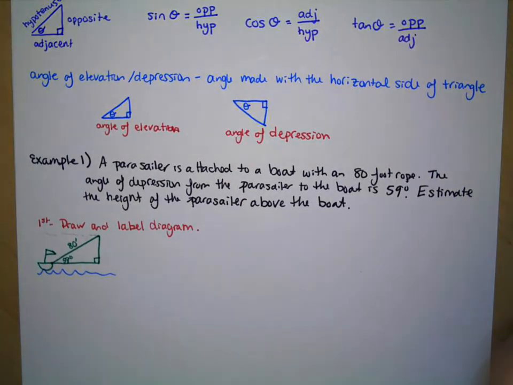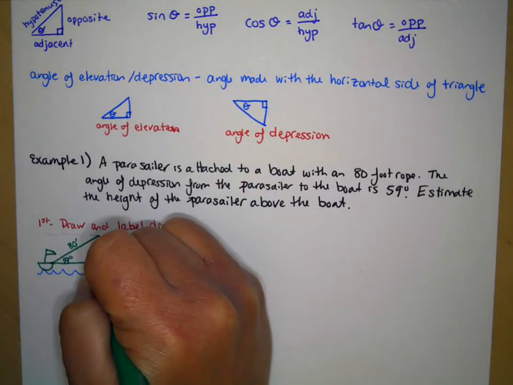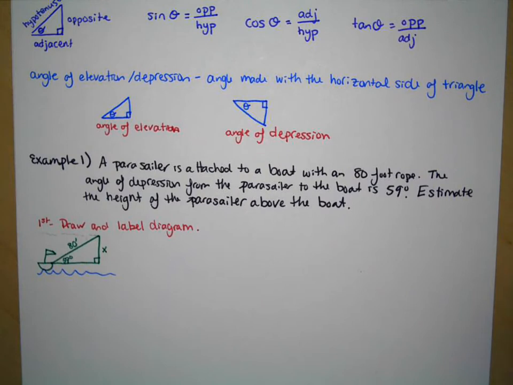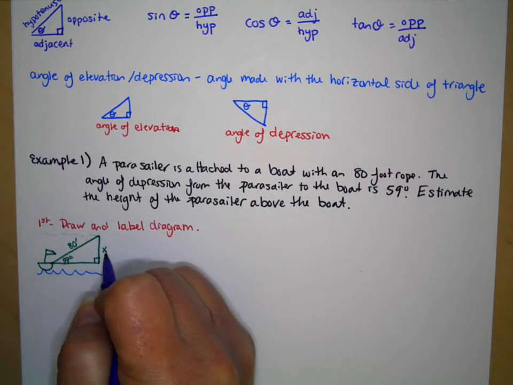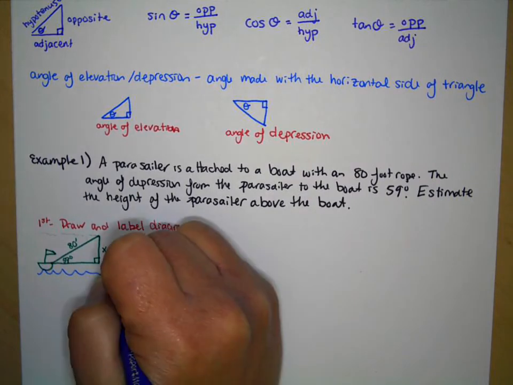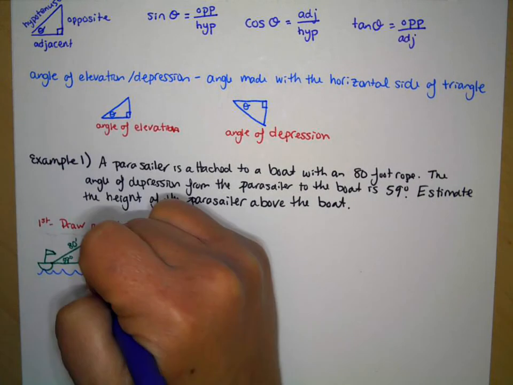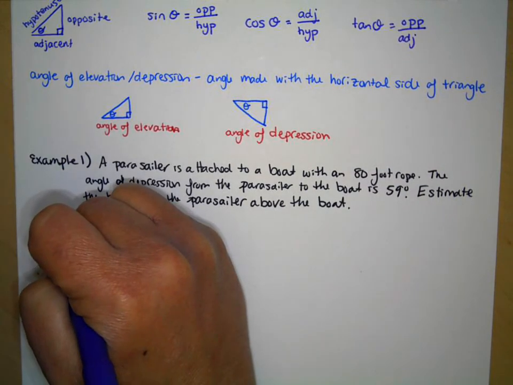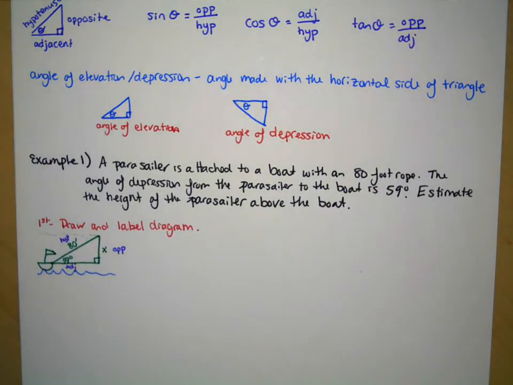And our goal is to figure out the height of the parasailer above the boat. So this height right here. From my angle, this is my opposite side. This 80-foot side is the hypotenuse. And this would be our adjacent side.